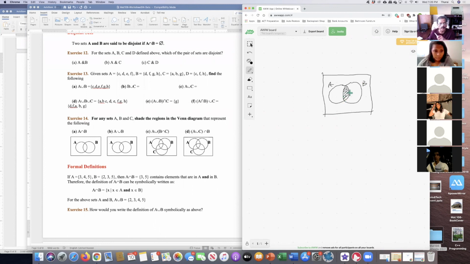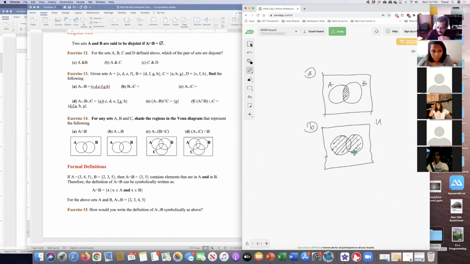can somebody tell me what to shade for part B? Both circles. The A and B circles. Yes, both circles should be shaded because A union B means everything in A and B combined. So all the dots in A and all the dots in B should be combined. So that would be this. This is your answer for that question.